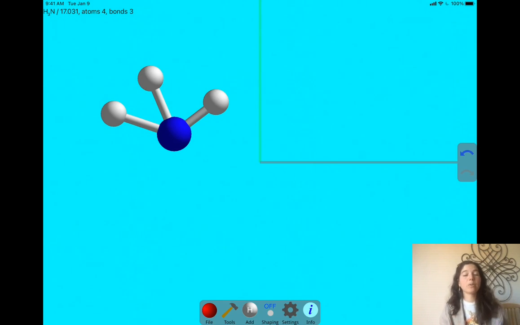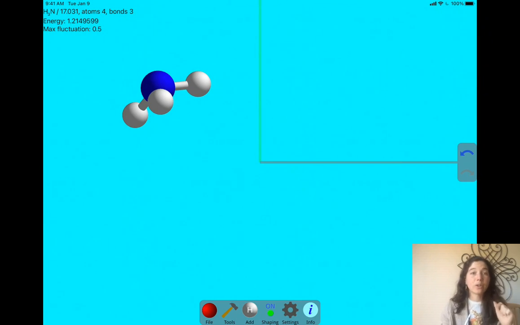Okay, now what we're going to do is this has an optimizer tool in it that's going to automatically put the shape on it for you. So do you see the shaping button here at the bottom? It says shaping, and right now it's off. So we're going to turn that on. Cool. All right. Okay, now turn it back off so it'll stop moving around.